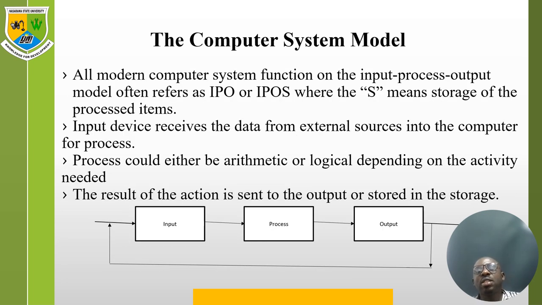Now, this is the computer system model. All modern computer systems function on input, process, and output. The model is often referred to as IPO or IPOS, where the S means storage of the processed items. Now you see there is input, there is process, there is output, and now they are even saying storage. Okay, that's another listing. The input device receives data from external sources into the computer for processing. The process could either be arithmetic or logical, depending on the activity needed. Then the result of the action is sent to the output or stored in the storage. Okay.